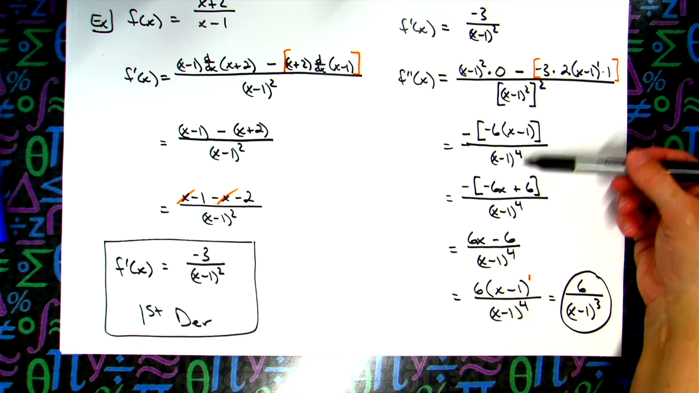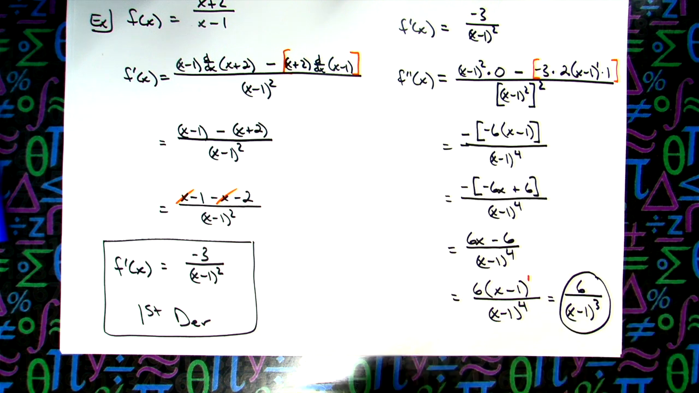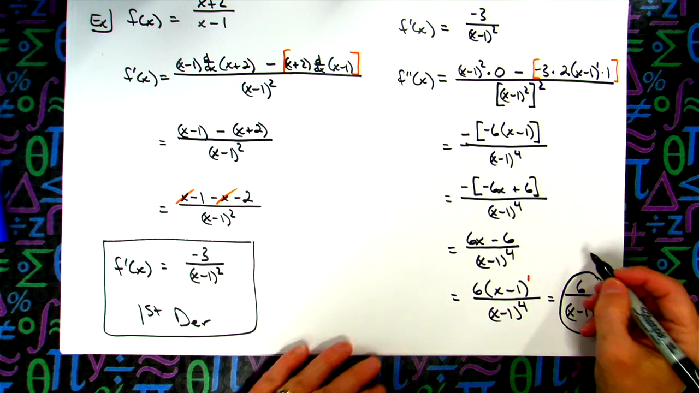Now, could you probably have crossed out up here a little bit sooner? Yeah, but I wanted to make sure the algebra steps were clear. Because you saw that x minus 1 up there at the top. But I just wanted to make sure that we didn't drop any negatives. So this is a, let's label it second derivative.